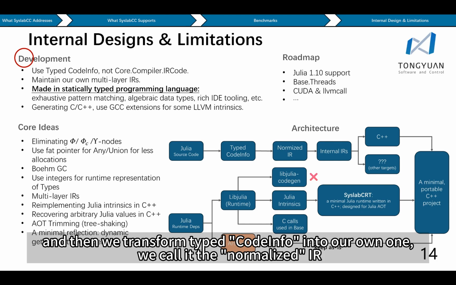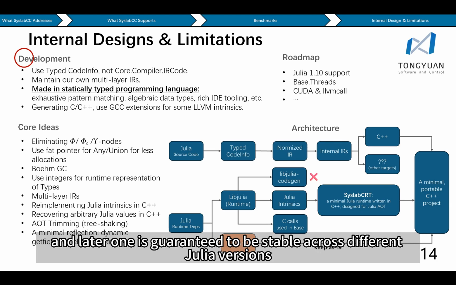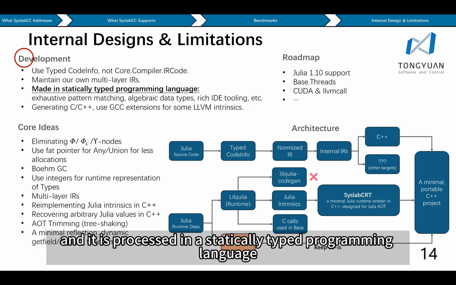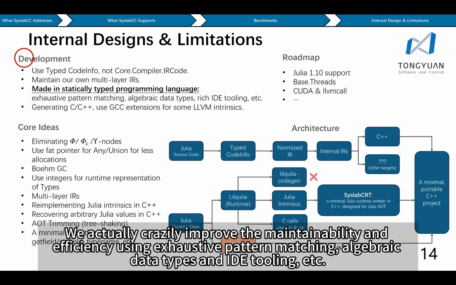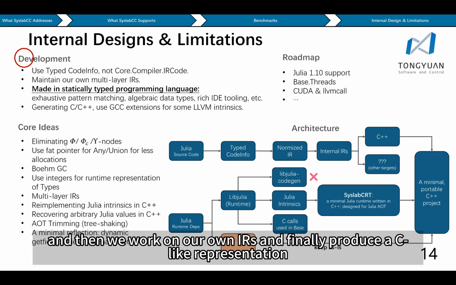And then we transform typed code info into our own one. We call it the normalized IR, and the latter one is guaranteed to be stable across different Julia versions and is processed in a statically typed programming language. We actually crazily improve the maintainability and efficiency using exhaustive pattern matching, algebraic data types, IDE tooling, etc. And we then work on our own IRs and finally produce a C-like representation.